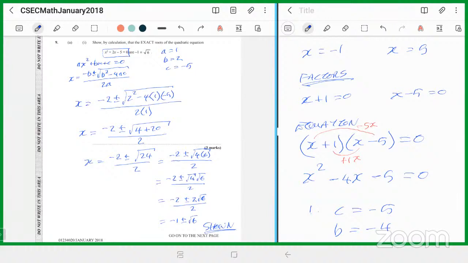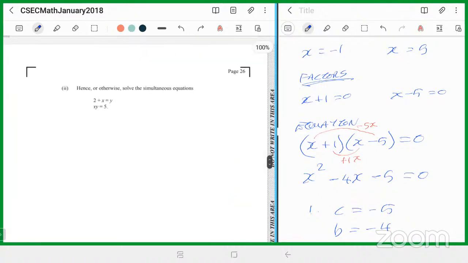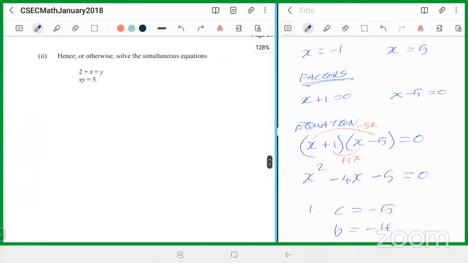And if I have 24 here and I see my answer of a 6, I must realize that the 24 is 6 times 4 or 4 times 6, and the square root of the 4 part is 2. Alright, so that's your consideration. But anyway, let's move to part B, which is our simultaneous equations.